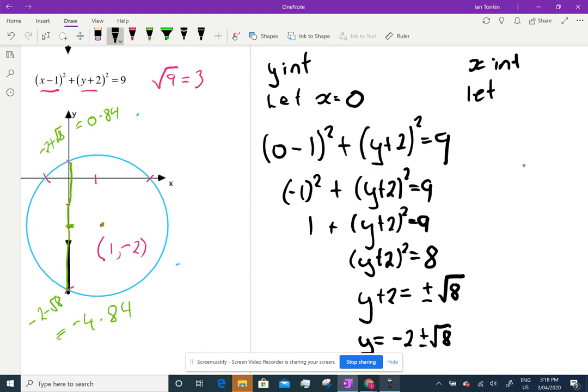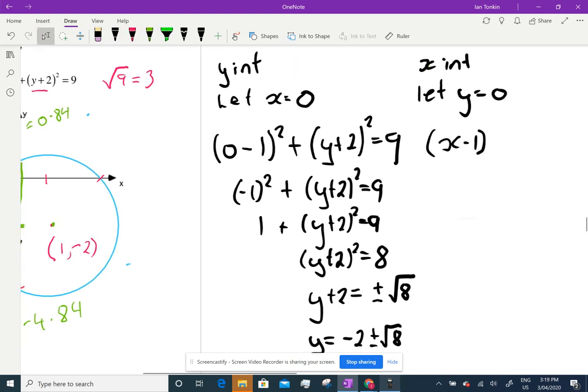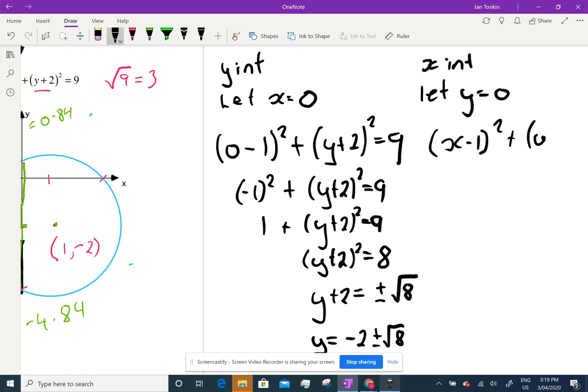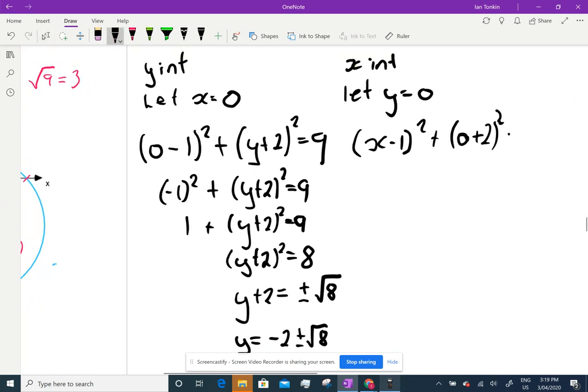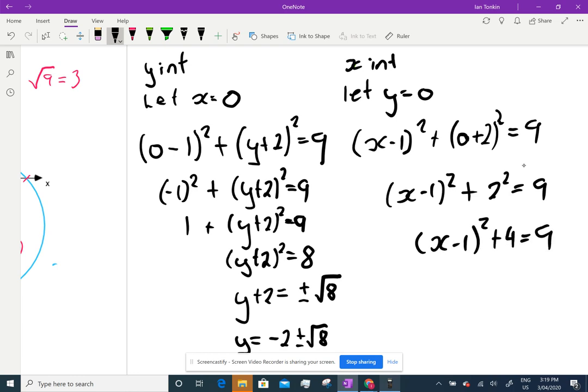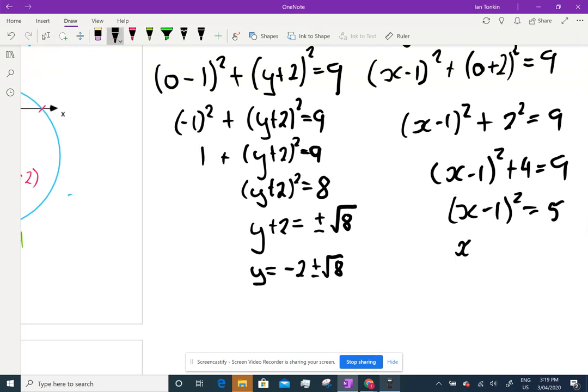To find the x-intercepts, I'm going to let y equals 0. So then I get x minus 1 squared plus 0 plus 2 squared equals 9. X minus 1 squared plus 4 equals 9. Subtract the 4, x minus 1 squared equals 5. Square root both sides, x minus 1 equals plus or minus root 5. Add the 1, x equals 1 plus or minus root 5.